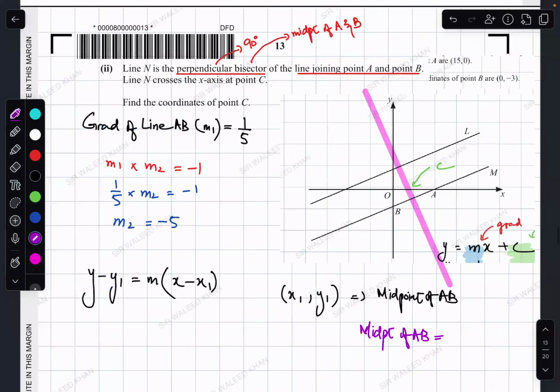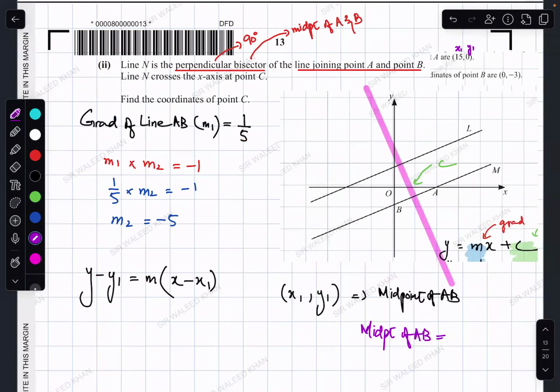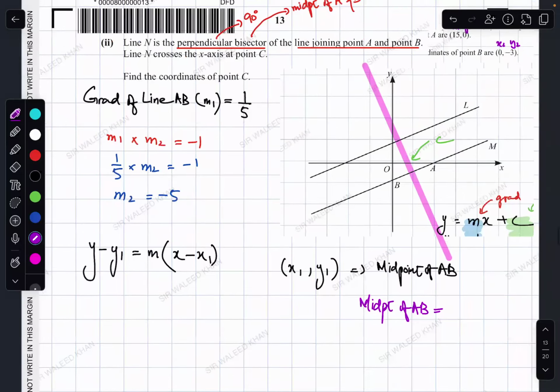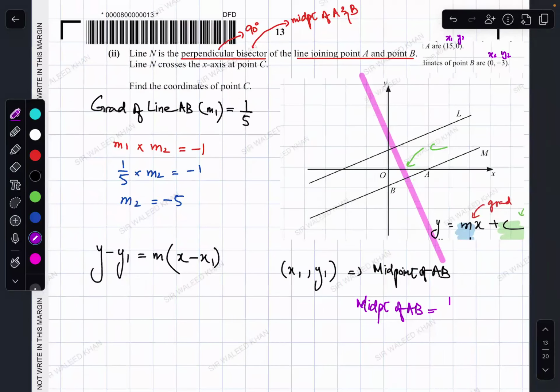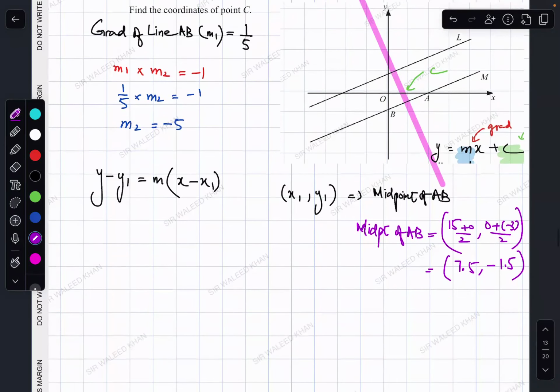That can be, if A is 15, x1, y1, x2, y2, so we have 15 plus 0 divided by 2 and 0 plus -3. So that should be 7.5 and negative 1.5. That's the midpoint of AB. I can use it over here.